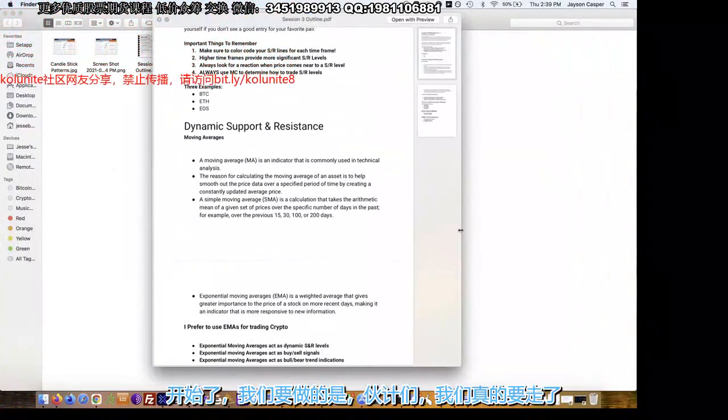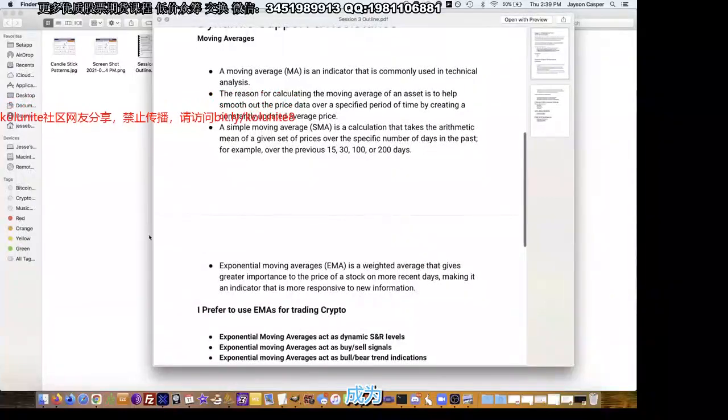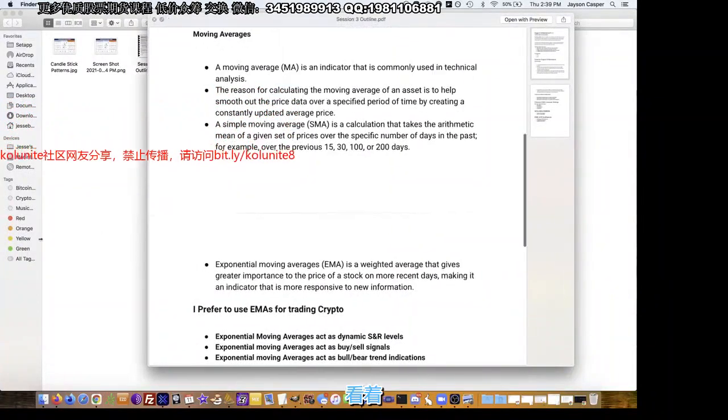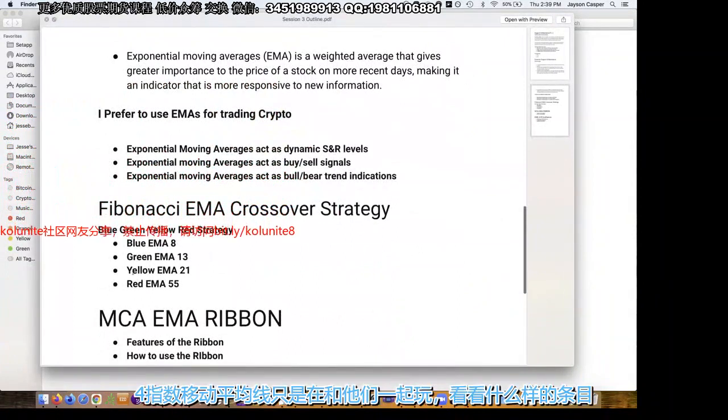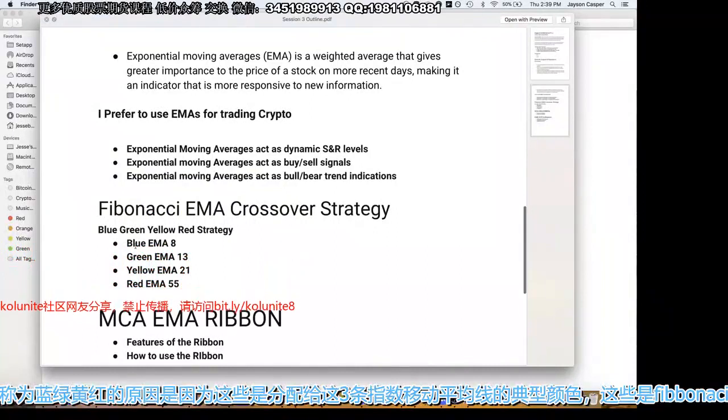What we are going to be doing, guys, is looking at 4 exponential moving averages and just playing around with them, looking at what kind of entries we can get. Now, the reason it's called blue, green, yellow, red is because those are the typical colors that are assigned to these exponential moving averages, and these are Fibonacci numbers.